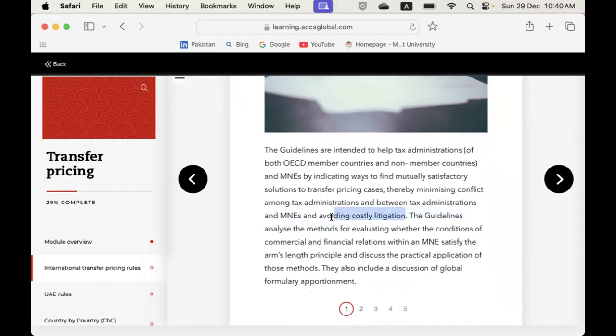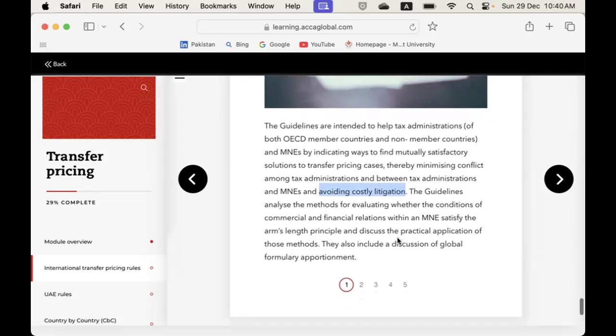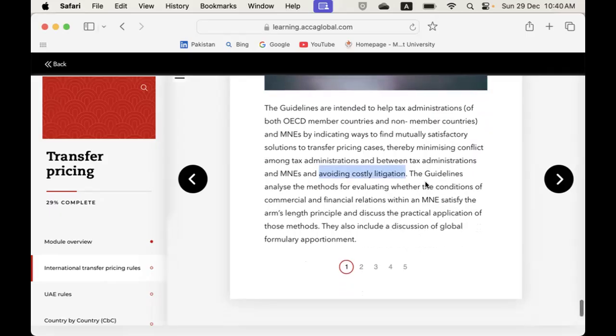That's what I said earlier, that because of this situation, where one revenue authority said no to adjusting the books, it can give rise to litigation, and that litigation will be very costly. So transfer pricing guidelines help the companies as well as the authorities to avoid litigation.